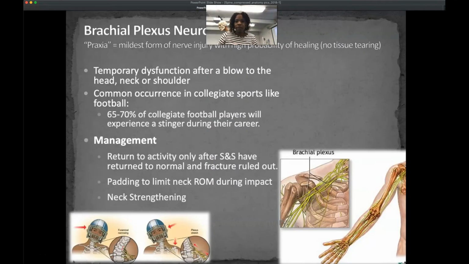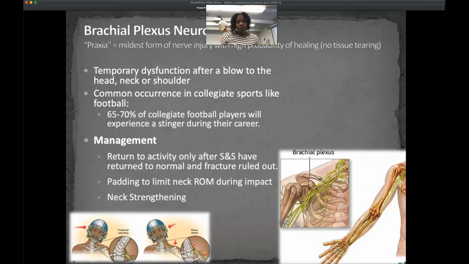Last but not least, we know that a brachial plexus neuropraxia, or brachial plexus stretch, is the mildest form of nerve injury, and most often our patients are going to heal from this. But the concern is when there are repeat injuries to the brachial plexus, because sometimes that can lead to long-term implications. There's temporary dysfunction associated with this pathology. Most often it's after some type of stretch and depression of the shoulder. So we want to make sure that with these particular patients, again, we test their strength.